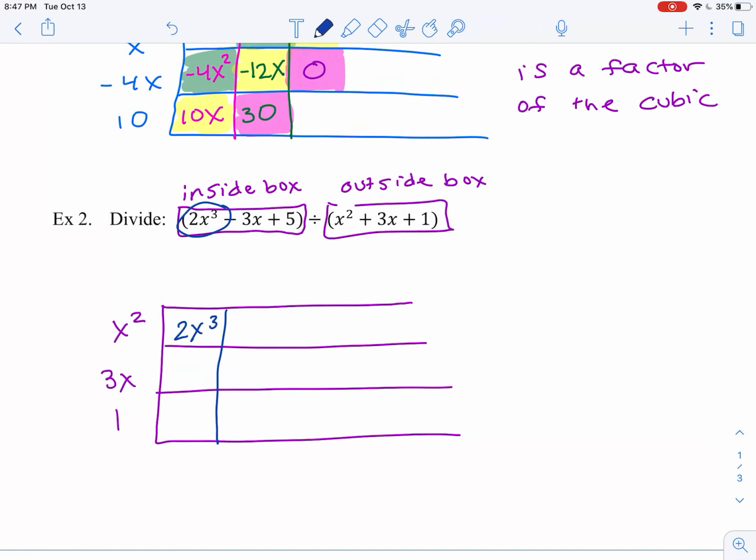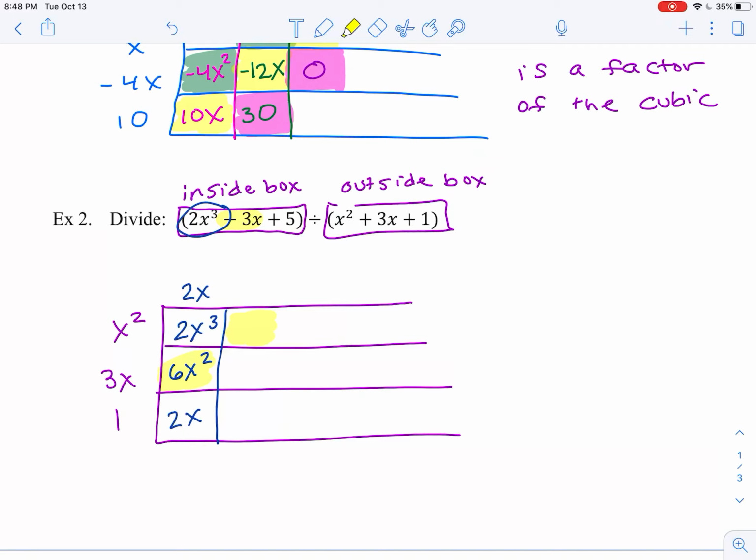In order to get a 2x cubed, what would I need to multiply x squared by? Well, I'd need to multiply by a 2x. Okay, well, if I'm going to multiply by a 2x, everything would get multiplied by a 2x. So that would become 6x squared and 2x. And so again, I'm going to look at these diagonals to figure out how I would get this negative 3x.